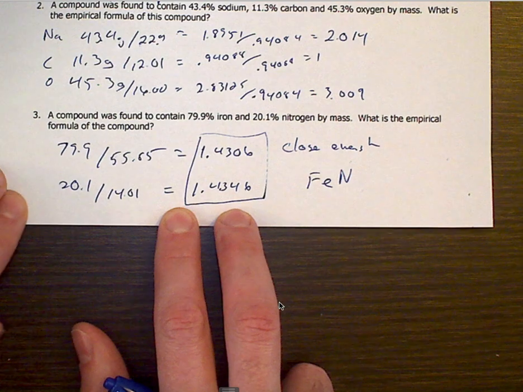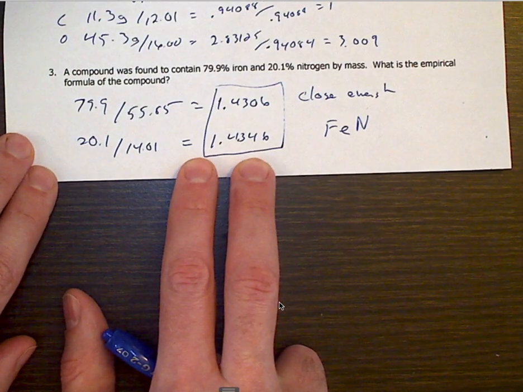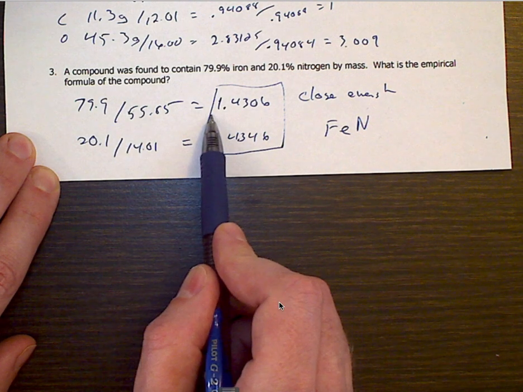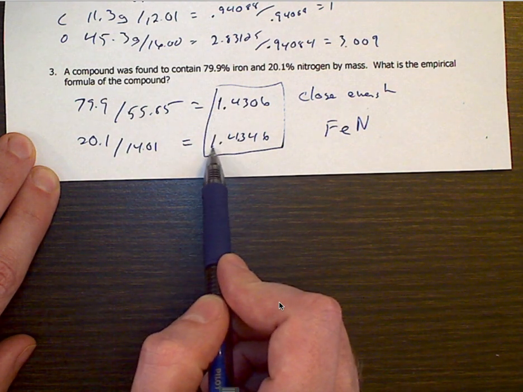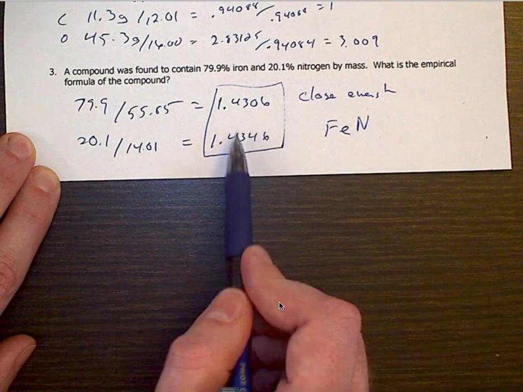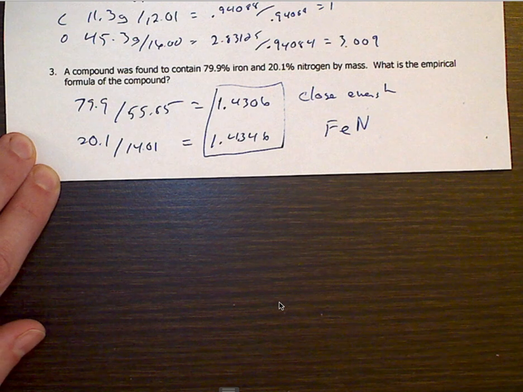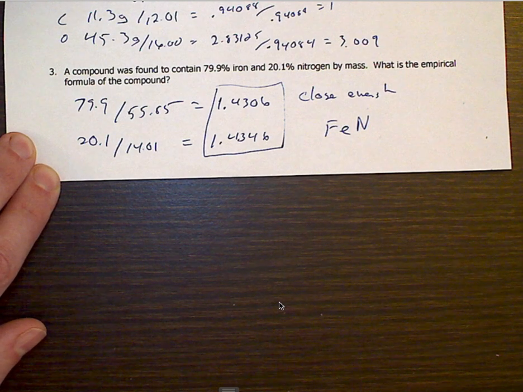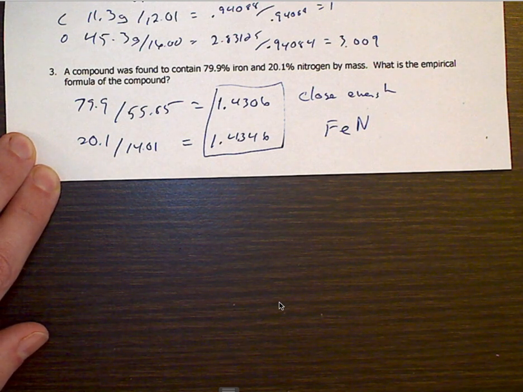I want to show you example number 3. I already worked that out. I'm just going to show you that this is okay because some of you are going to be like, what? So here's number 3 in the example category. This one gave me 1.43, and this one gave me 1.4346. We're going to call that close enough, and this is a one-to-one. Sometimes you will have one-to-one empirical formulas. So that's close enough for that value to stick.